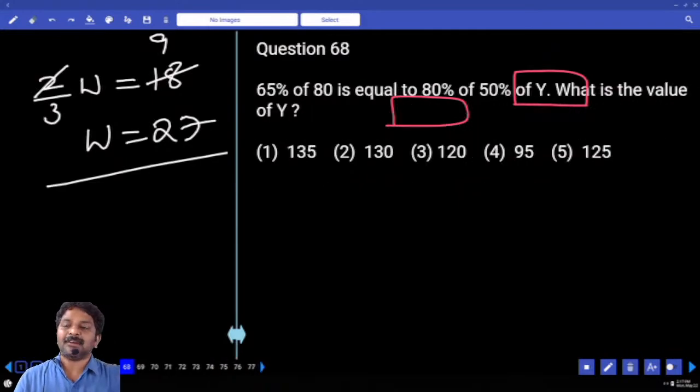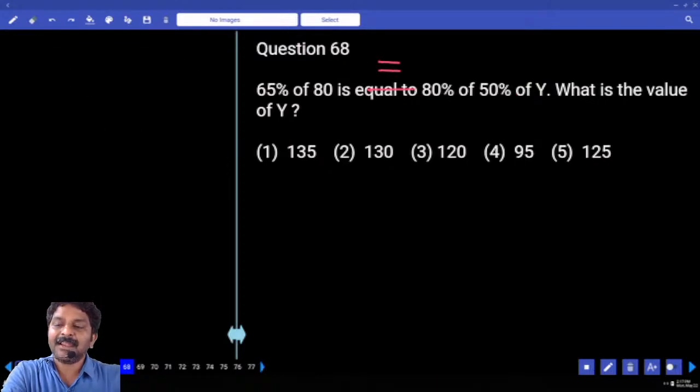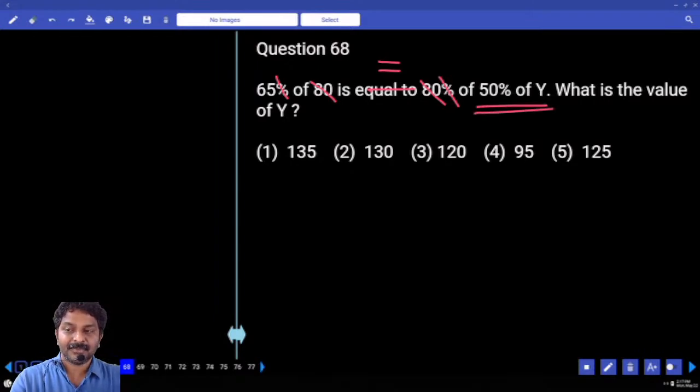60% of 80 is equal to, can I identify this as an equal symbol? On the right-hand side, 80% of 50% of y is there, correct? 80 gets cancelled. Can I do that? Percentage also cancelled. Right-hand side how much is left? Left-hand side how much is left? 100% of work is how much? 1. That's what your question is. Question is about y. y is equal to 100% of y. If 50% of y is 65, 100% is 130.